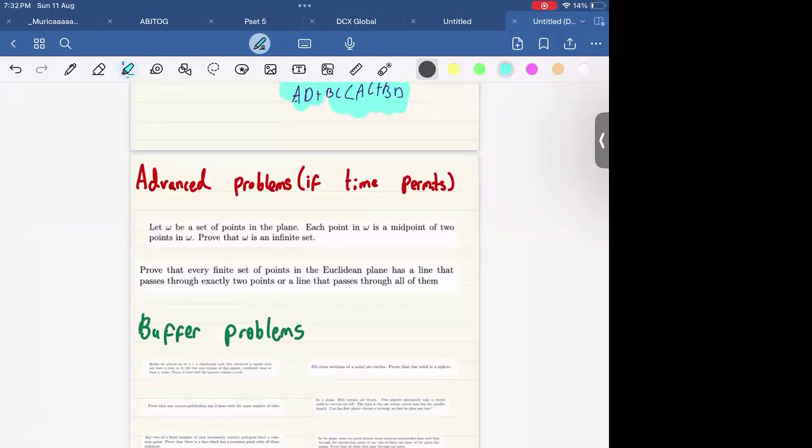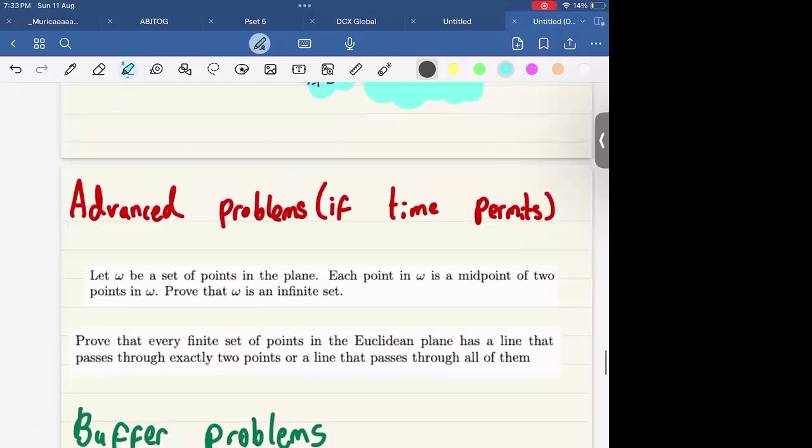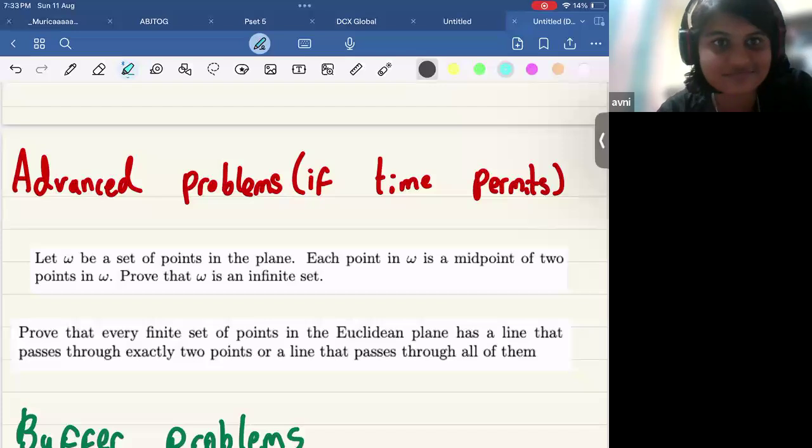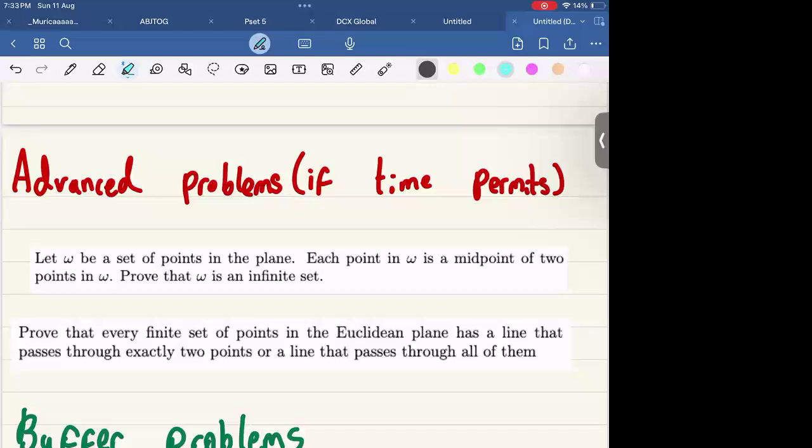Okay, so let's move on to some of the more advanced problems. So, which one do you guys want to do first? Oh, actually, the second one is named after Sylvester Gallai. The second one is the Sylvester Gallai theorem. Okay, since someone was saying first one, let's do the first problem.